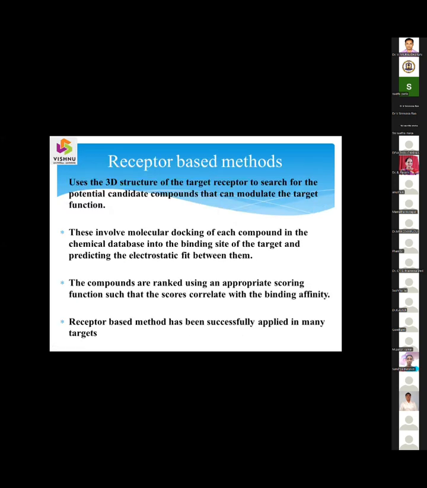Next, receptor-based models. They use the 3D structure of the target receptor to search for potential candidate compounds that can modulate the target function. These involve molecular docking of each compound in the chemical database into the binding site of the target and predicting the electrostatic fit between them. The compounds are ranked using an appropriate docking score function such that the scores correlate with the binding affinity. Receptor-based methods have been successfully applied in many targets.